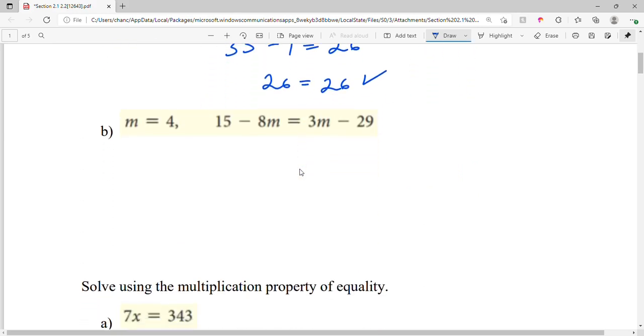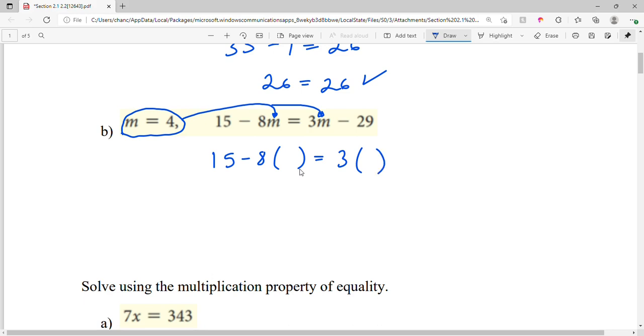For part B, we're going to do the same thing. So take some time. Maybe you can try this problem on your own. m equals 4. You want to plug that in to each and every location you see an m. And when I substitute that m, I want to use a set of parentheses every single time I do the substitution. So give this one a try. Pause the video.